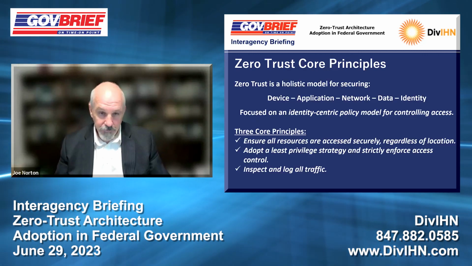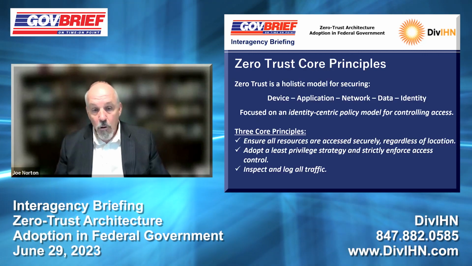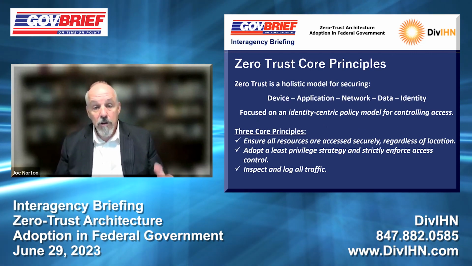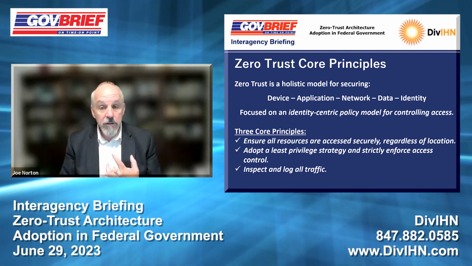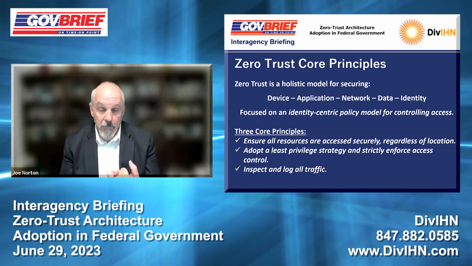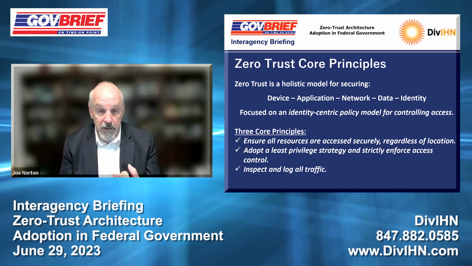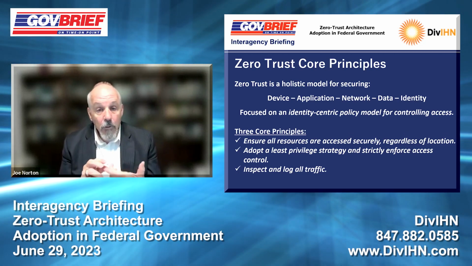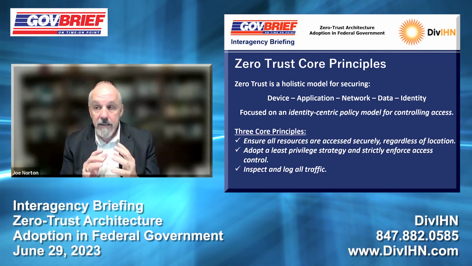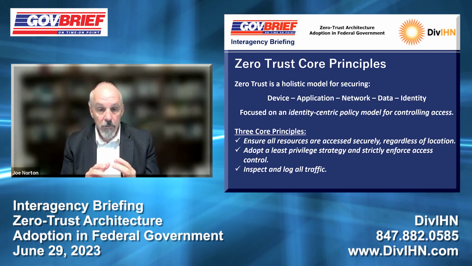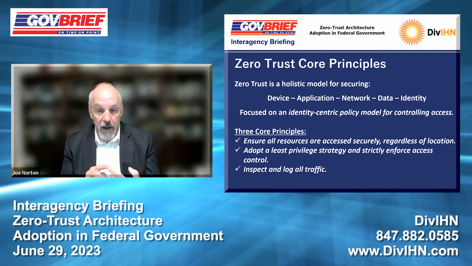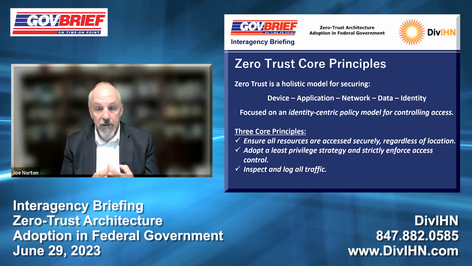Next slide. So as defined as core principles with NIST, it's a holistic model for securing your devices, your applications, your networks, your data, and your identities, your people identities and your non-people identities. Focus on that policy model for controlling access. It's an identity-centric policy model for controlling access. Three core principles. Ensure all your resources are accessed securely, regardless of location.